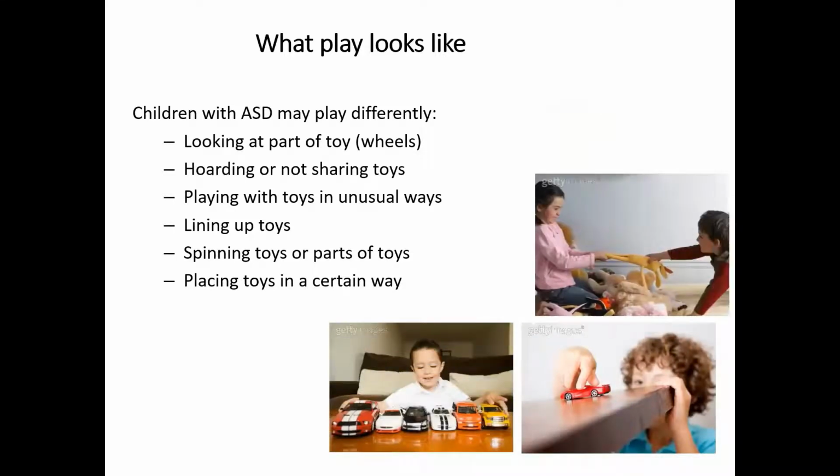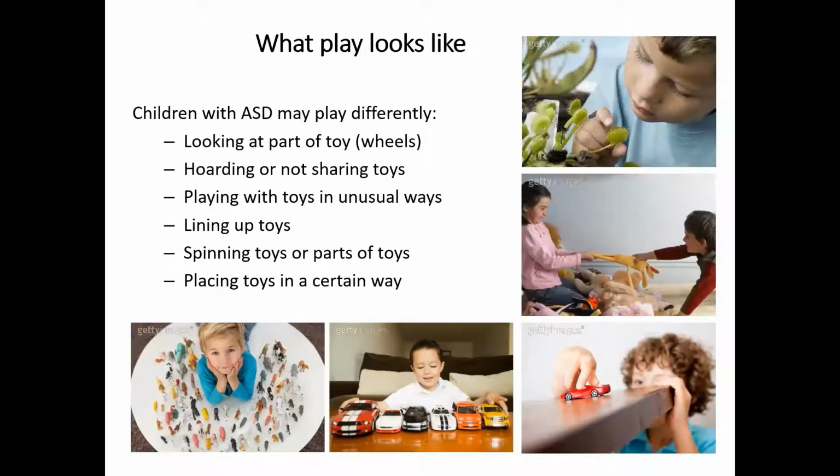The same goes for play skills. So children with ASD often play in different ways and they learn to play and use toys in different ways. So some things that may look slightly different than a neurotypical child playing: they may look at parts of the toy, such as wheels on cars or vehicles. They may hoard their toys and not want to share. They may play with toys in unusual ways, so not really in the functional ways that you would typically play with that toy. They may like to line up their toys, they may like spinning toys or parts of toys, or placing toys in certain ways. So it is common for individuals on the spectrum to have different types of play skills.